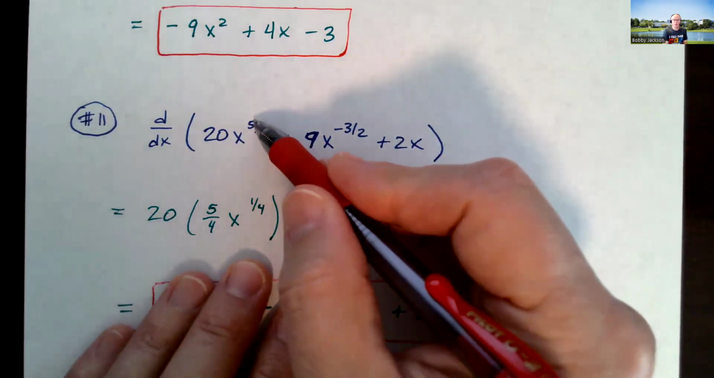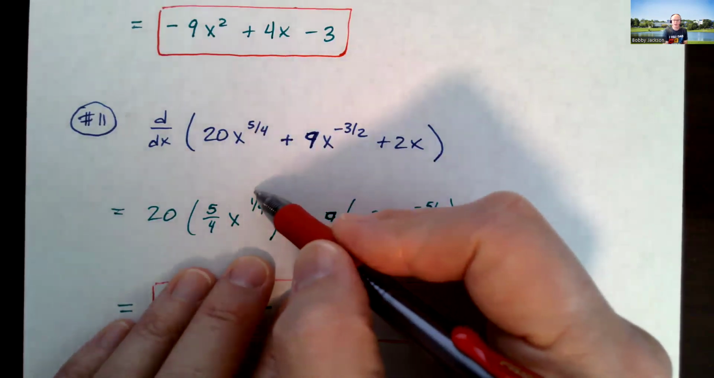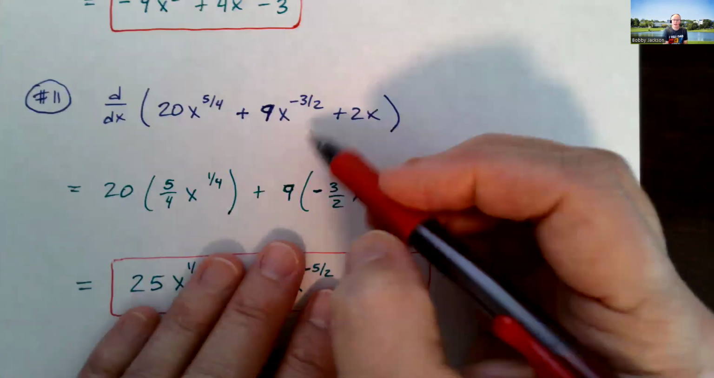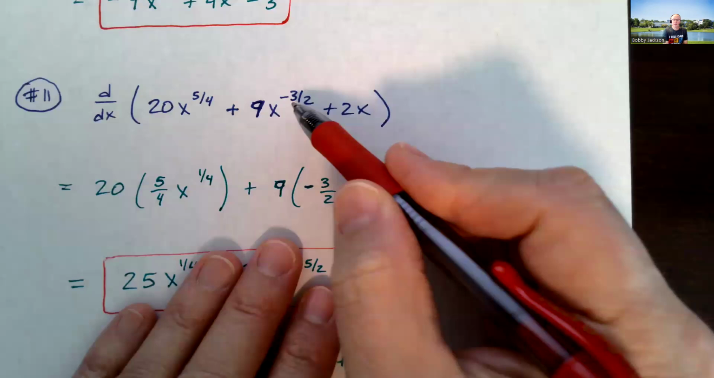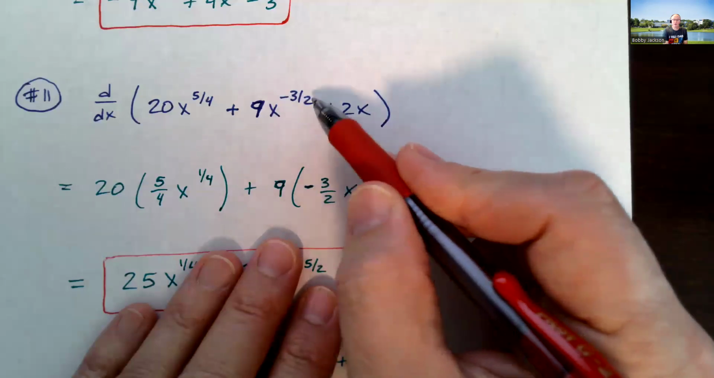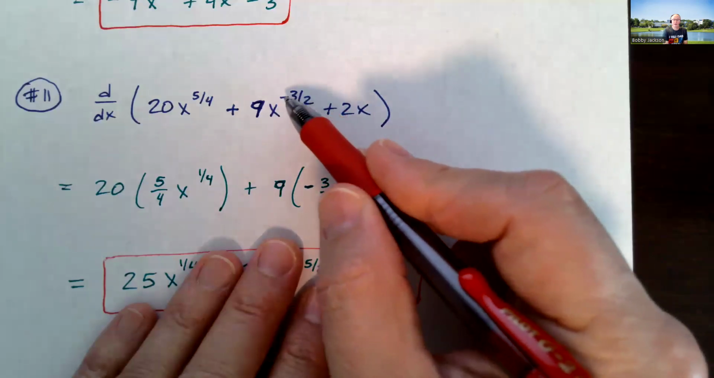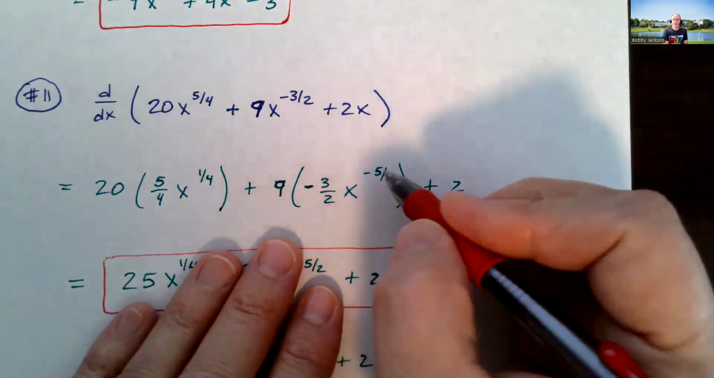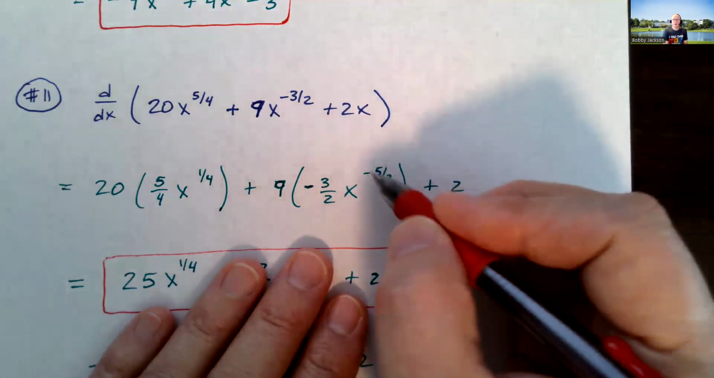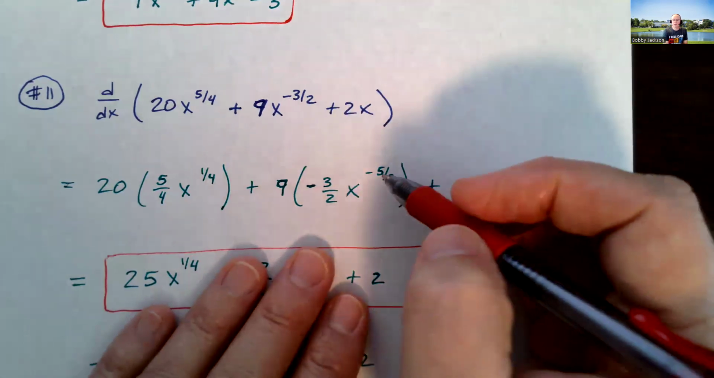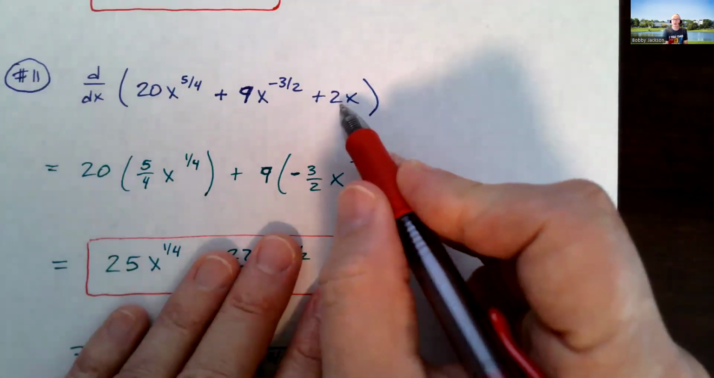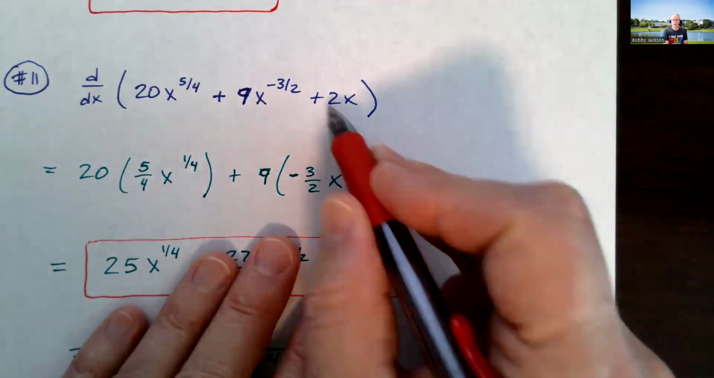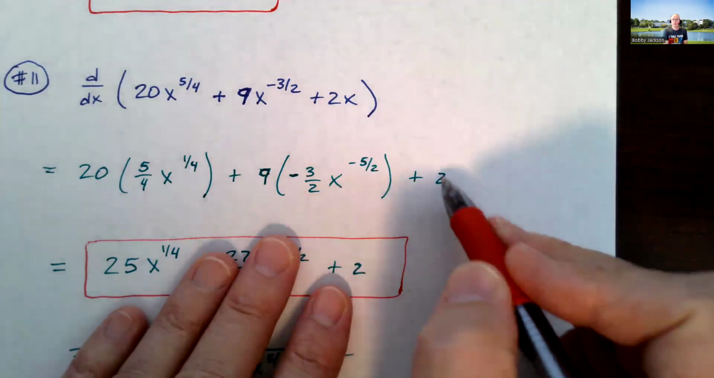And remember, 1 is 4/4. 5/4 minus 4/4 gives me 1/4. Here the 9 comes out again, bring the -3/2 down. If I subtract 1, which would be what, 2/2, from -3/2, -3 minus 2 gives me -5/2. So be careful when you're subtracting signed numbers. And then the derivative of 2x, as we talked about above, is just going to be 2, right? A line of slope 2, derivative is 2.